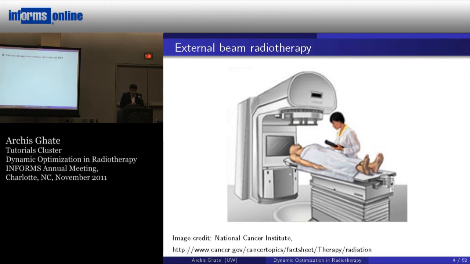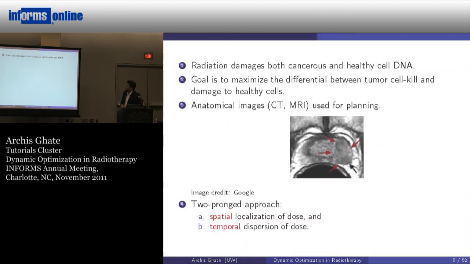So what are some of the key issues in radiation therapy? I think most of you know this, but the idea is that radiation is going to kill tumor cells, and that's good. But unfortunately, it's also going to kill healthy cells that are right next to the tumor cells. Okay, so that's a big problem. And therefore, the goal in general is to maximize some kind of a differential between how much tumor you kill and how much damage you do to the healthy cells. That makes sense, right? So that's the key high-level idea in radiation therapy, and in particular external beam radiation therapy.